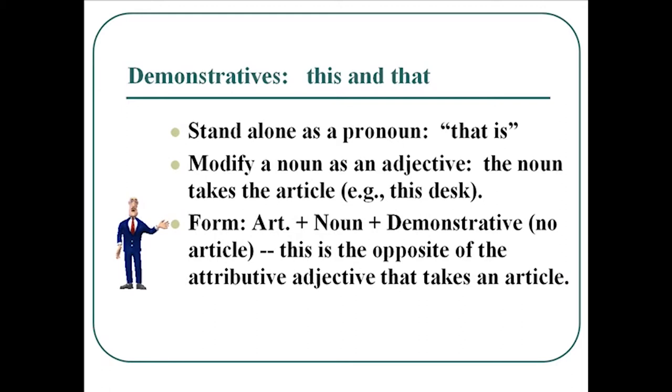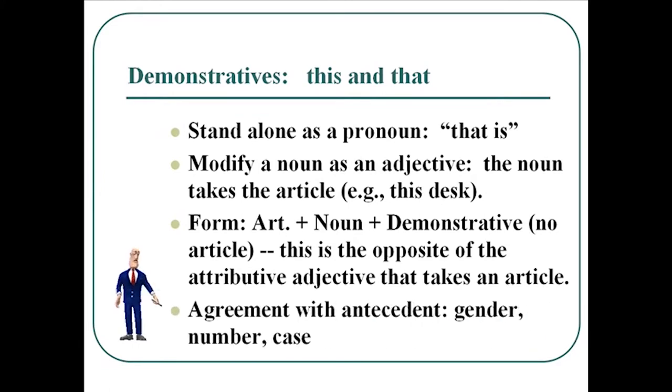The form this will take when it's kind of an attributive modifier of a noun will be that the noun will take the article and the demonstrative will not. This is exactly the opposite of the attributive adjective, which usually takes the article. And then one final thing, when you've got a demonstrative pronoun that modifies a noun, there must be agreement in gender, number, and case. So you'll be able to link them up because they'll be matched in gender, number, and case. So that's how the demonstrative pronoun is going to function, either pronominally by itself or adjectivally, modifying a noun.